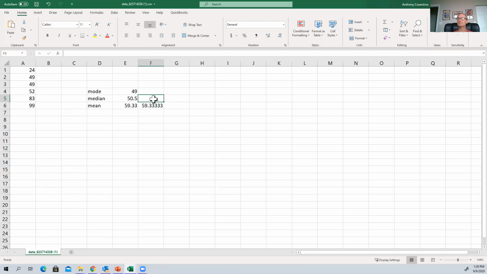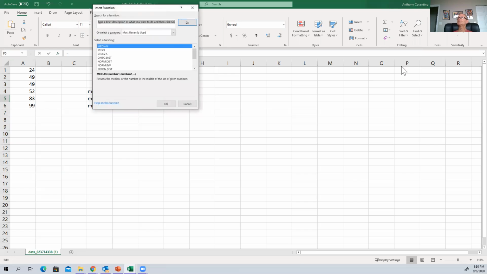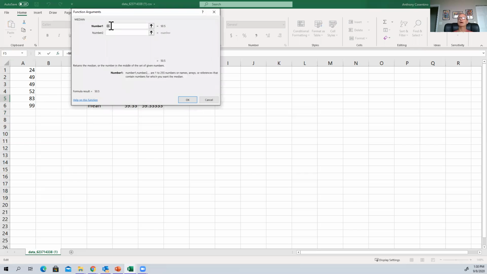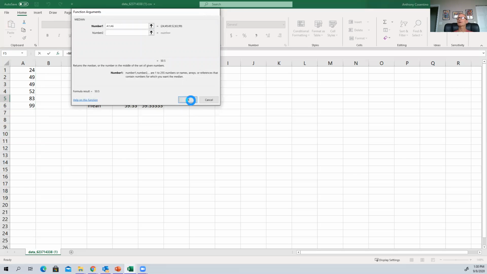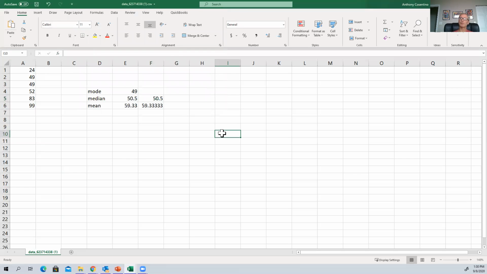Same with median. Median's not here, so if you go up to more functions and hit the search and just start typing in median and hit go, you see the median comes up. You hit OK, and it's going to ask you for the data that you want the median for. So you just highlight those data and hit OK, and you can see we end up with 50.5 again.